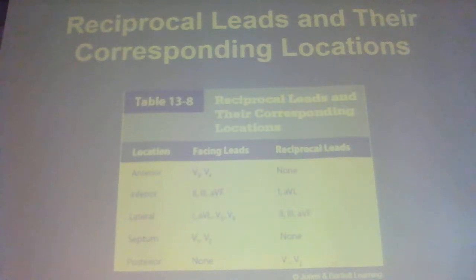All right, so anterior, V3 and V4, there are no reciprocals. The reciprocals would be V7 and 8 on the back, if you went around to the back. Inferior, 2, 3, and aVF. Reciprocals are 1 and aVL. Your lateral, 1, aVL, 5 and 6. Your reciprocals are your inferior leads. Septum, V1 and 2. Again, the reciprocal would be on the back of the heart. There are no leads on the front or on the back unless you go around there and look. And then V1 and 2 would be your reciprocals.